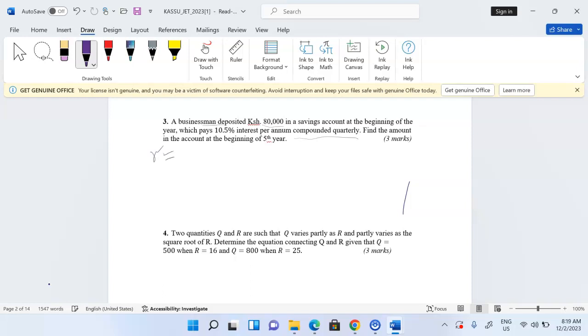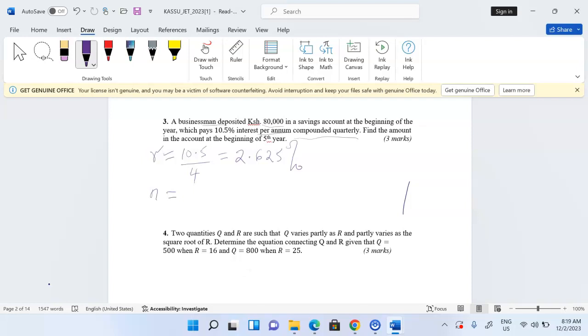Remember the rate, which is 10.5%, is compounded quarterly. That means if this is per annum but compounded quarterly, then we should divide by 4 and know after a quarter of a year what is the rate of compound interest. And this is 2.625%.